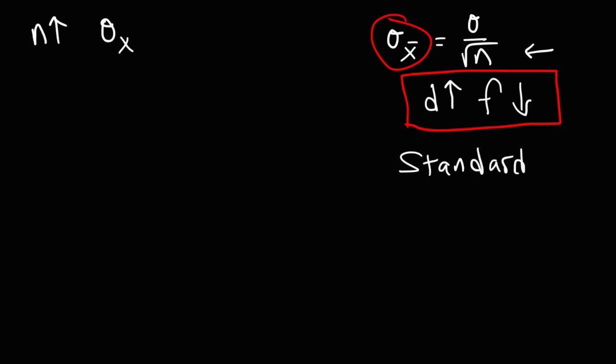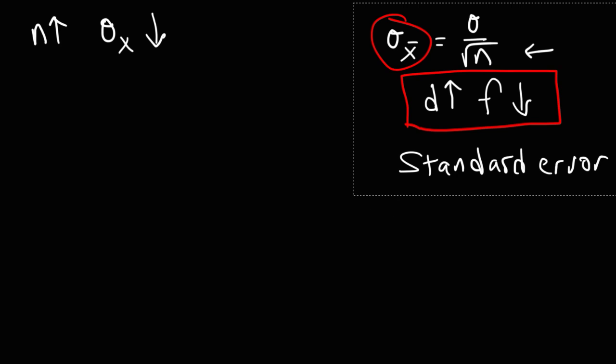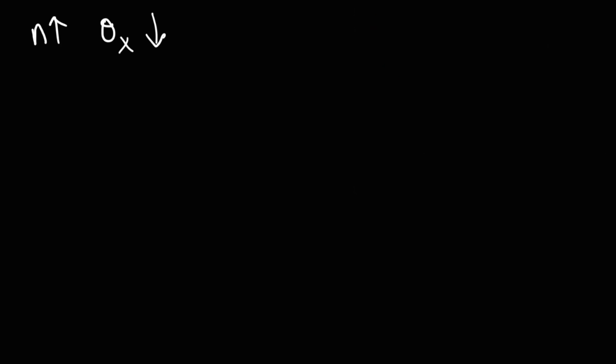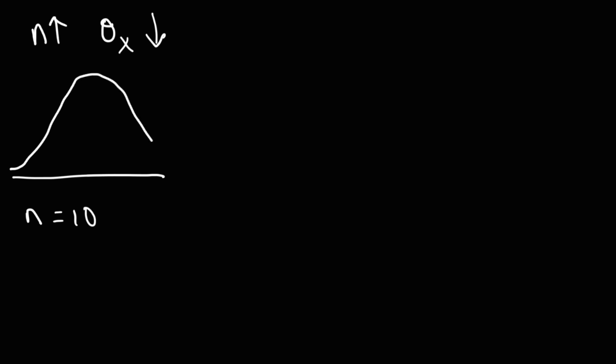So notice that as n increases, the standard error decreases. So if the error is less, the accuracy is better. What this means is that the shape of the graph becomes more narrow. The data will be less spread in the sampling distribution. So let's say if n is 10, the sampling distribution will have a very wide shape. It may look something like this. It's going to be short and wide.